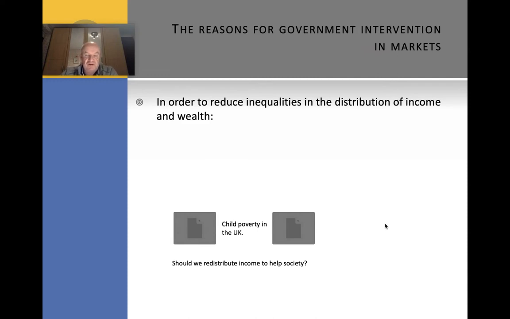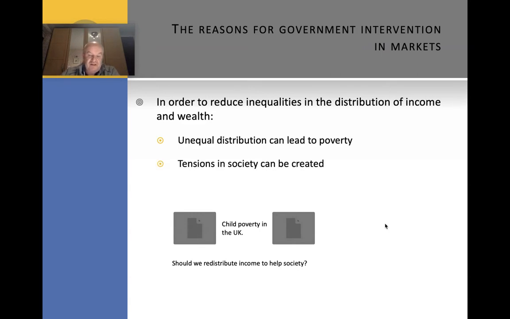In this case, if we're looking at the reasons why government might intervene, it could be to reduce inequalities in the distribution of income and wealth. Unequal distribution of wealth and income can lead to poverty, relative poverty rather than probably absolute in this country. And if we don't address that, we're going to get tensions in society. They can be quite a difficult thing to deal with, and in some instances that tension then leads to unrest and possible riots, etc.